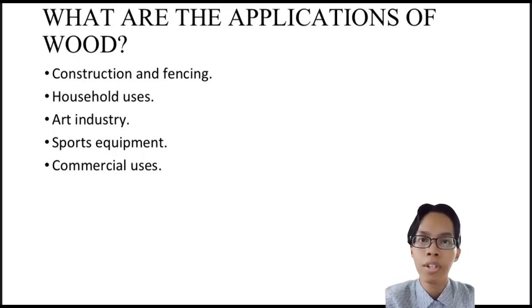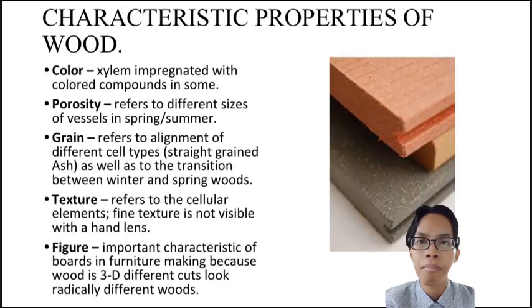Characteristic properties of wood: color, xylem impregnated with color compounds in some. Porosity refers to different sizes of vessels in spring or summer. Grain refers to alignment of different cell types, straight grain as well as the transition between winter and spring wood. Texture refers to the cellulose elements. Fine texture is not visible with a hand lens. Figure, an important characteristic of boards in furniture making, because wood is 3D, different cuts look radically different.